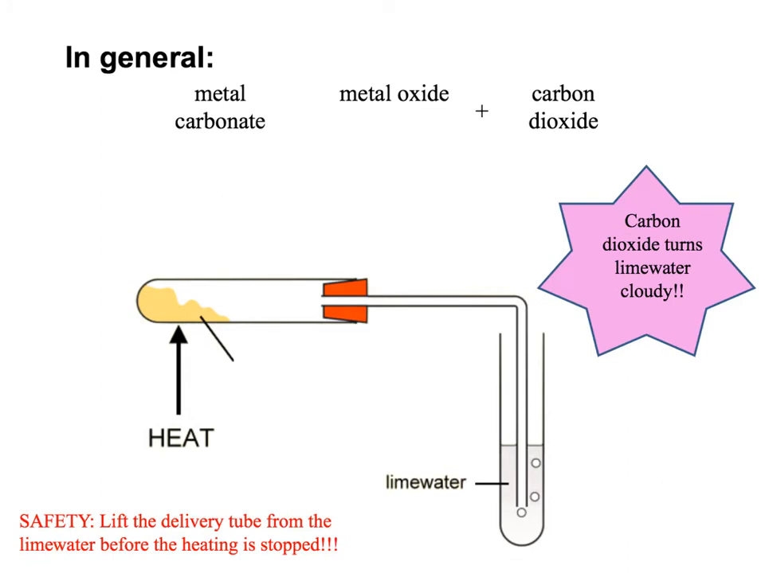We can do this reaction on a smaller scale in the laboratory. If we add heat to our sample of calcium carbonate, it will then break down, decompose, and leave us the calcium oxide in the tube. Carbon dioxide will flow through the delivery tube and into the lime water. And we know it's carbon dioxide because it turns the lime water cloudy. So normally the lime water is colourless. When you bubble through carbon dioxide, it turns it very cloudy.